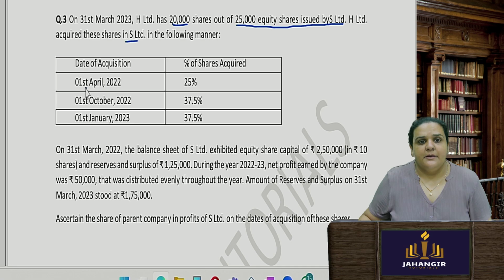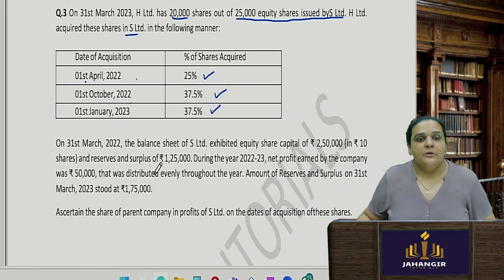On 1st April 22 they acquired 25%. Then on 1st of October 22 they acquired 37.5%. Then on 1st of January again 37.5%. Okay. On 31st of March 22, I have got this 31st of March 23. 31st of March 22 means 1st of April 22.